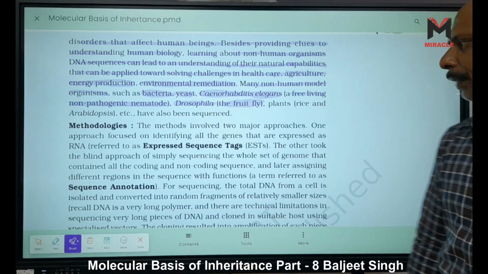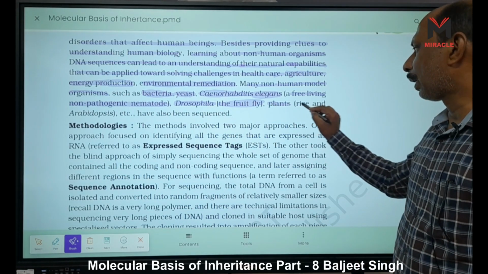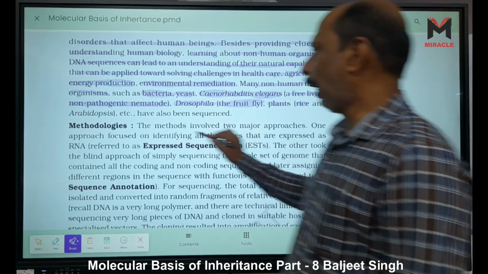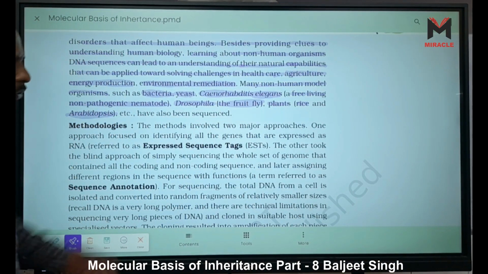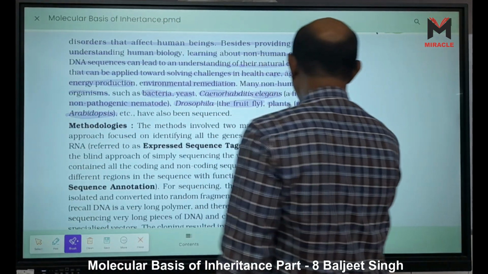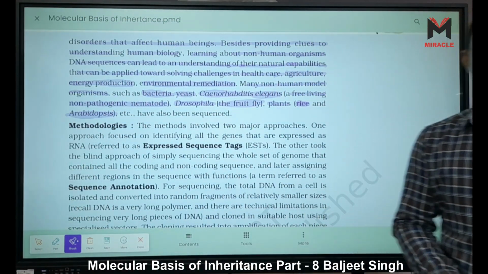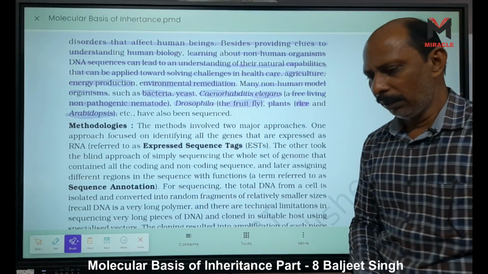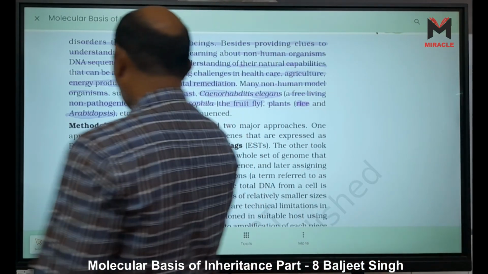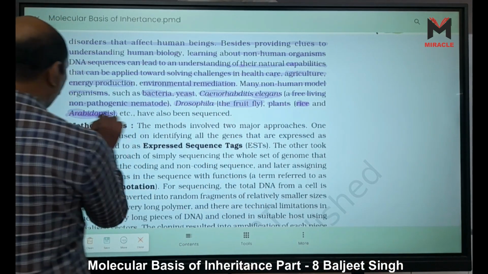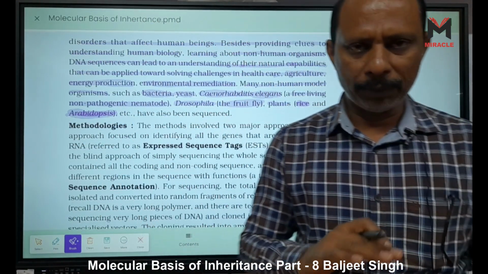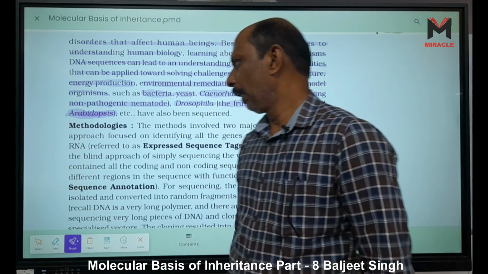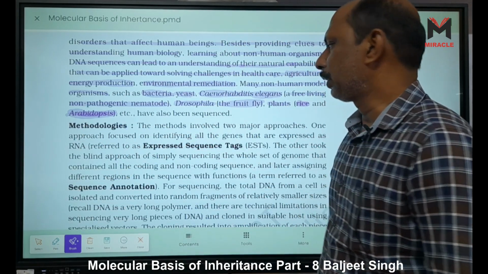Drosophila melanogaster, right? Plant means rice and Arabidopsis. Earlier, the rice genome project was also present in our syllabus, but this time it is deleted, right? Arabidopsis is the scientific name of small mustard. Small mustard type, right? It is Arabidopsis. These have also been sequenced.